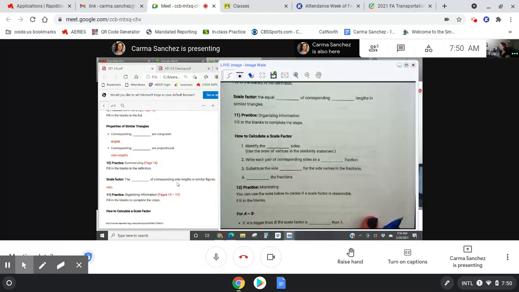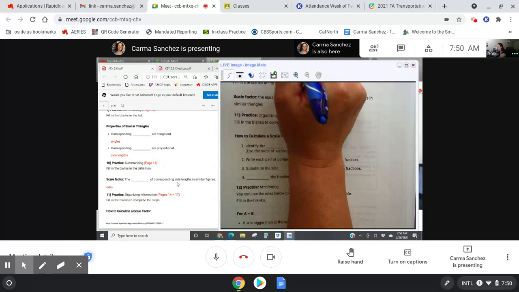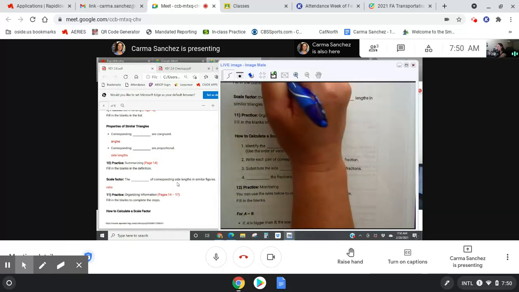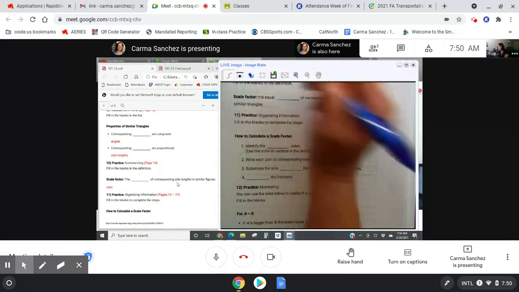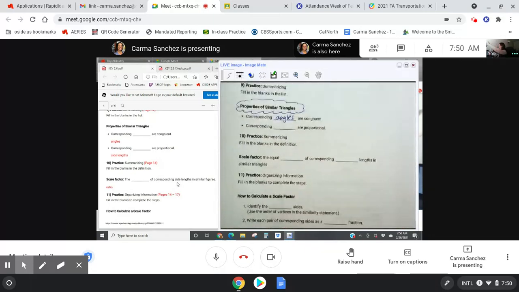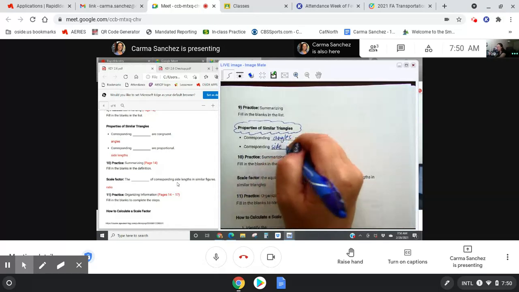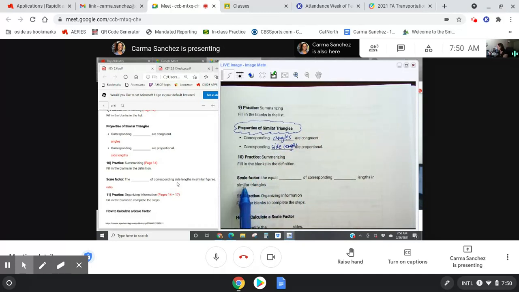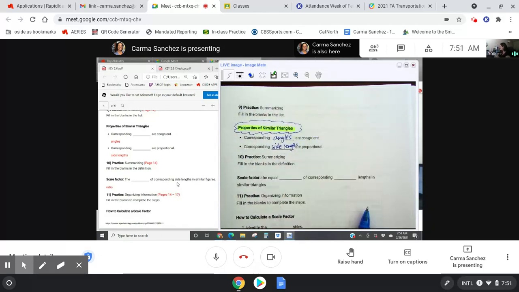All right, corresponding angles. So this is now the official properties. Corresponding angles are congruent. Corresponding side lengths are proportional. So the scale factor is the key word that we're going to be using here in our dilation conversations and in our triangle similarity conversations.